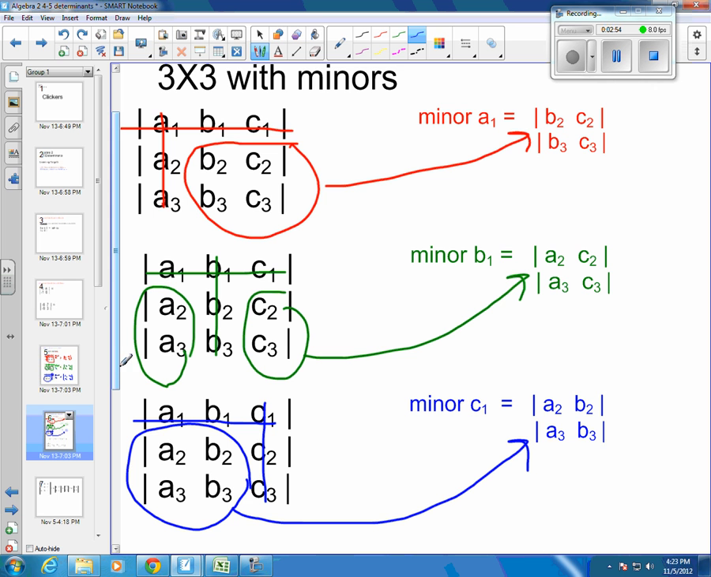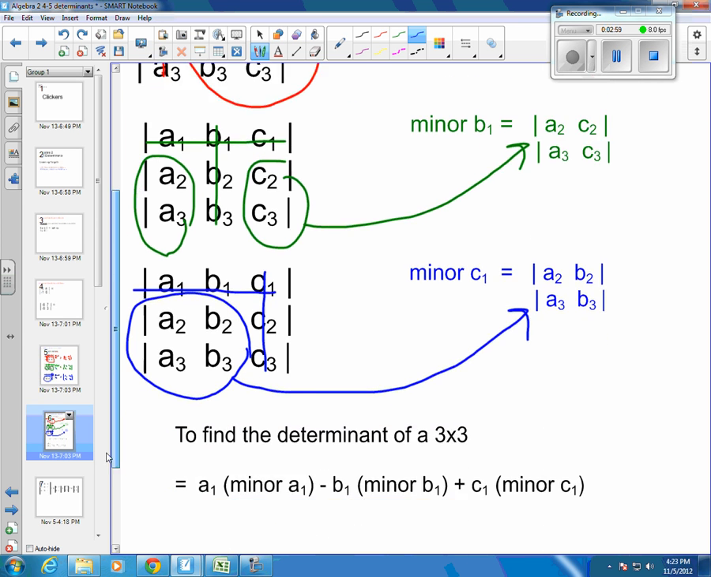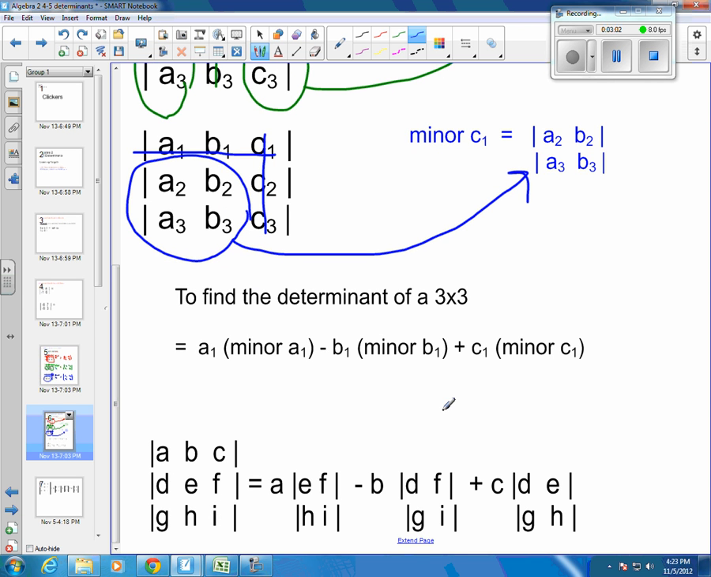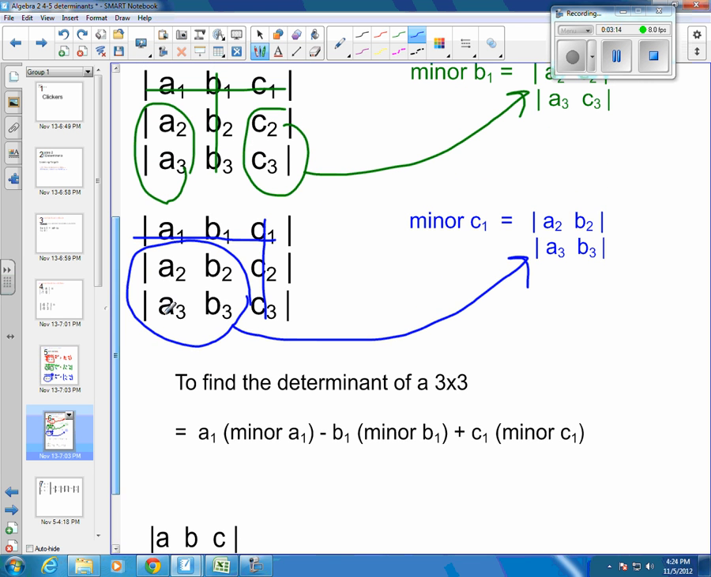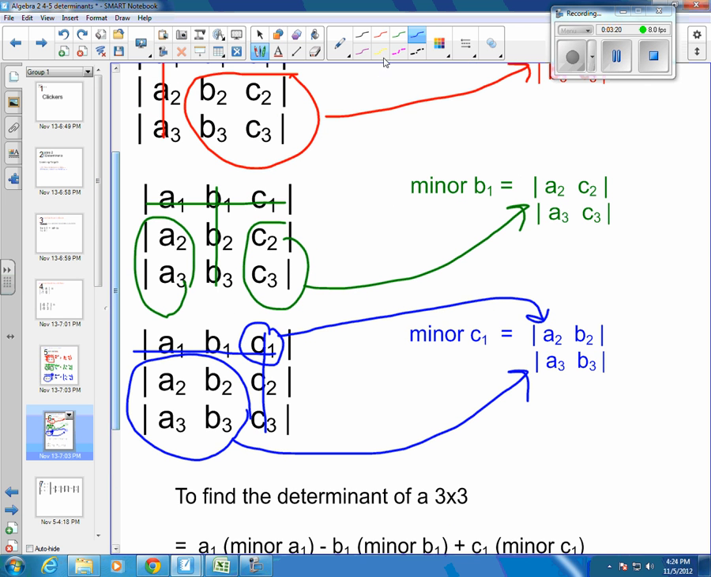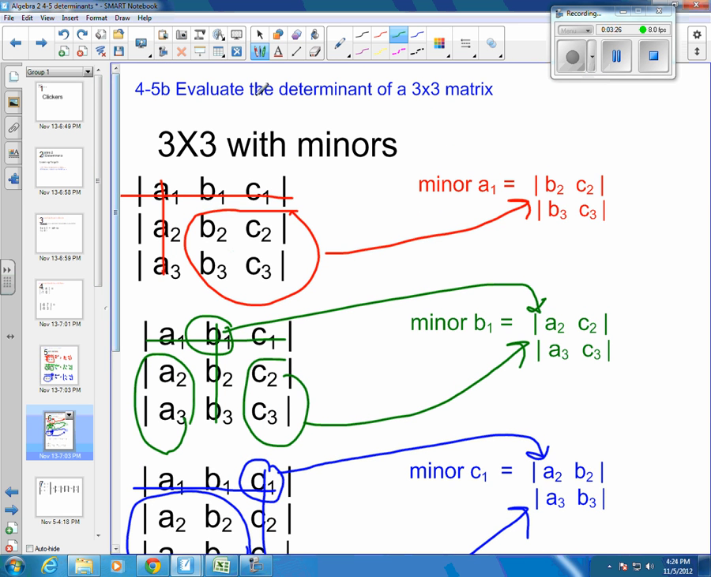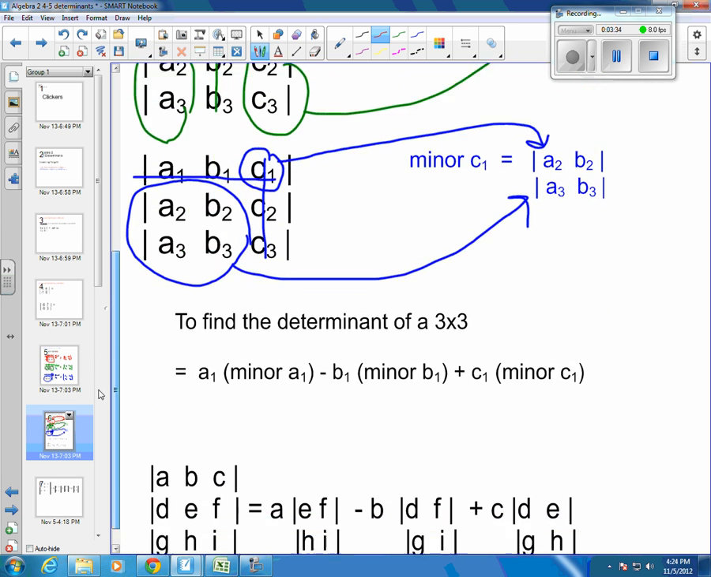And you're going, but why in the world would I ever need this? Well, you need to get through how you find it before we can get to what you're going to use it for. And to find the determinant of a 3 by 3, you're going to take the A1 times its minor, minus the B1 times its minor, plus the C1 times its minor. So this is C1, and you're going to multiply this number times that matrix. This is B1, you're going to multiply this one times that matrix. And here is your A1, you're going to multiply that one times the determinant of that matrix. So you're going to find determinants and multiply them by the minor element.